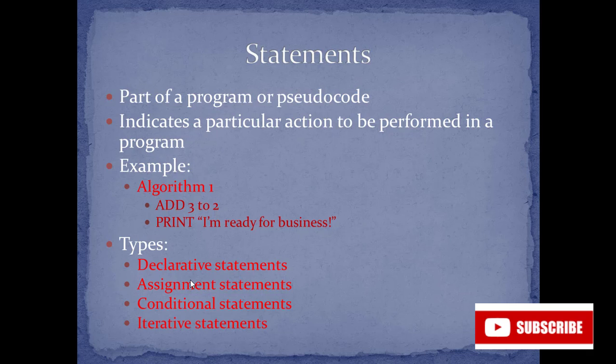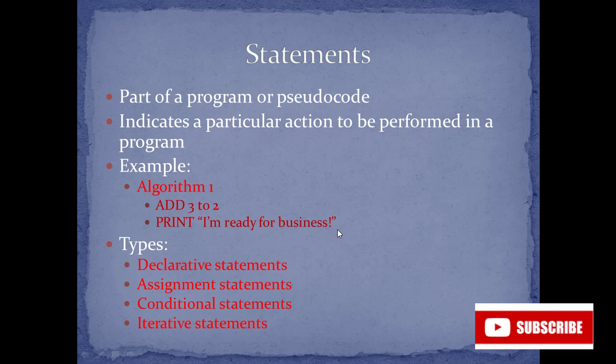A statement is a part of a program or a pseudocode. A statement indicates a particular action to be performed in a program. You can simply say it's a command given to a computer. Now let's look at this example to see how statements work. This is the first algorithm, and the first statement says add 3 to 2. You can see that add is a keyword which is implying a particular thing for the computer to do. So the computer is supposed to add 3 to 2. And then on another line, the computer is supposed to print I am ready for business.